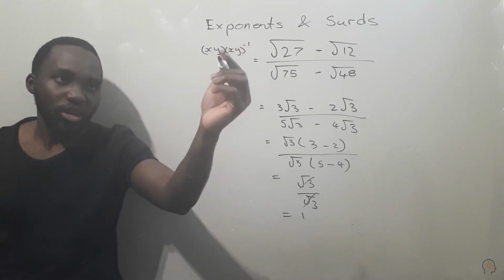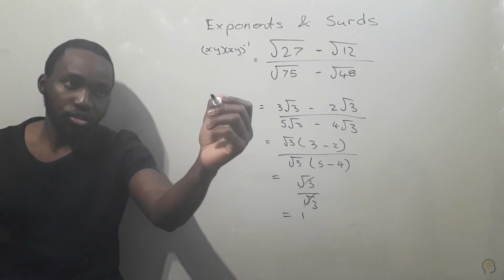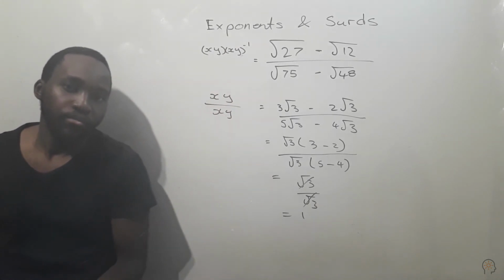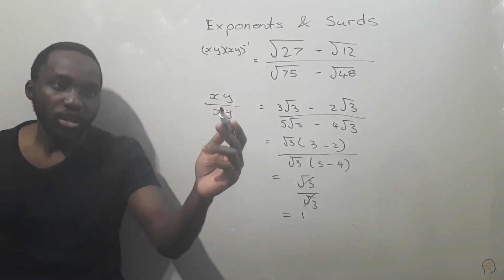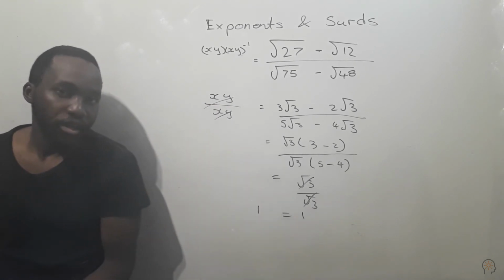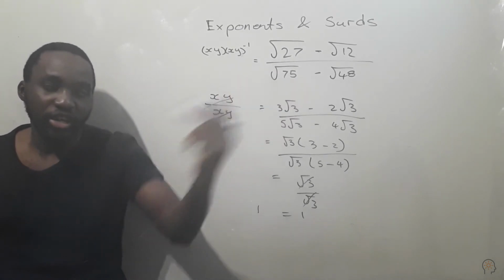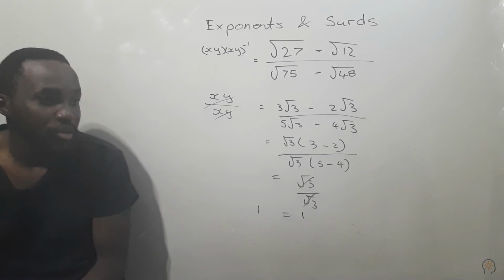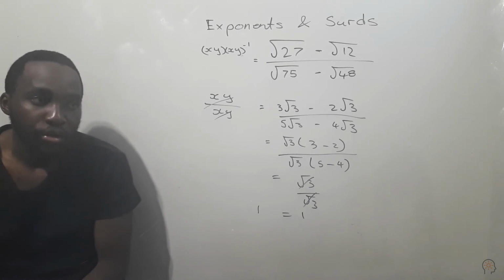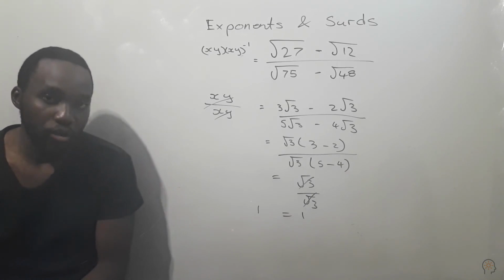So here what we have in essence is just xy over xy, and we know that xy over xy, that's just the 1. So left hand side is definitely equal to the right hand side, and we didn't do anything funny here. It's just a matter of keeping in mind that with some questions, especially with exponents and surds, there are just some trends that you need to be aware of.